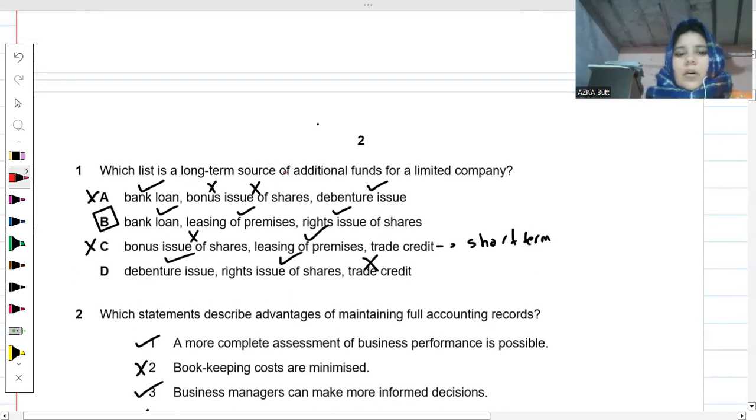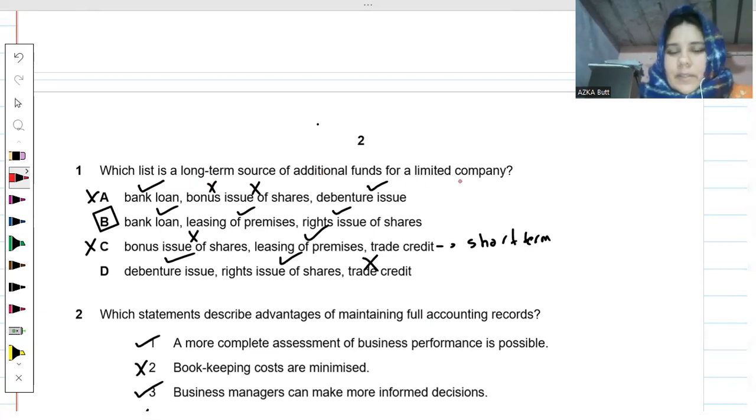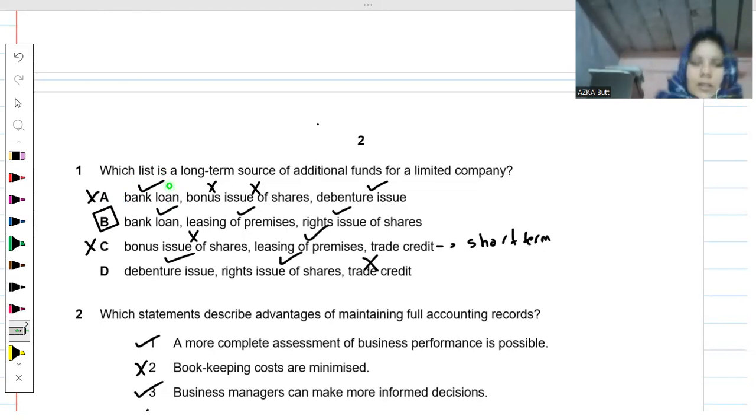Which list is a long-term source of additional funds for a limited company? So in option A, bank loan is a long-term source of financial funds for a limited company. Bonus issue of shares is not an additional fund, because this is a kind of reward which we are giving to our shareholders. We are not getting anything from it. Debenture issue is additional funds for a limited company, but the examiner says which list is right. So these two options are right, but this one is not right. So that is why we cannot say that option A is right.